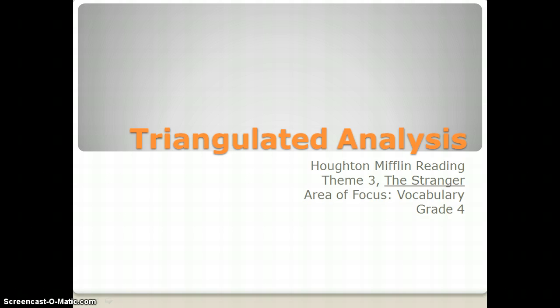I analyzed Houghton Mifflin's reading program. Specifically, I looked at theme 3, the story The Stranger. My area of focus was vocabulary, and this is 4th grade curriculum.